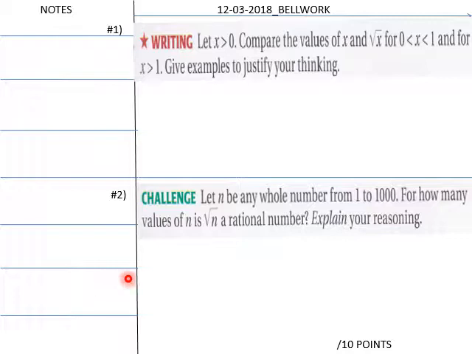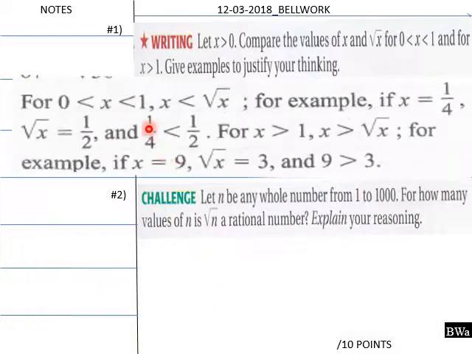Welcome back. For solutions to your bell work, here is a solution for your bell work. And then here's an explanation of it. Square root of x equals 1/2. 1/4 is less than 1/2. And then for x greater than 1, for example, if x is equal to 9, then square root of x is 3, and then 9 would be greater than 3. That'd be a good response for there.